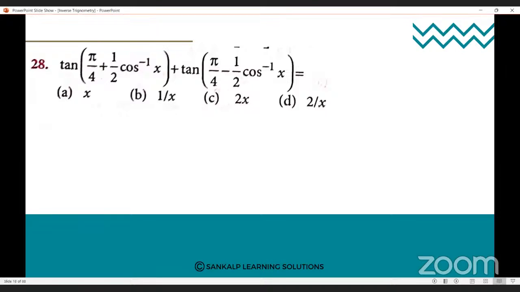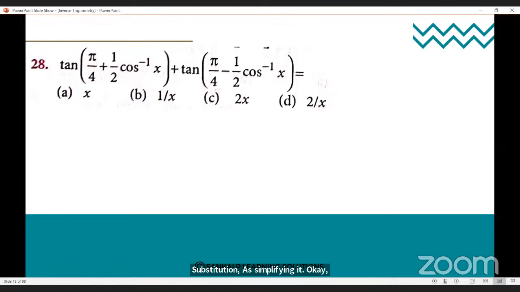Okay, next question. tan(π/4 + 1/2 cos⁻¹x) + tan(π/4 − 1/2 cos⁻¹x) is equal to? So in this question we are making use of the substitution method and simplifying it. Pay attention here.